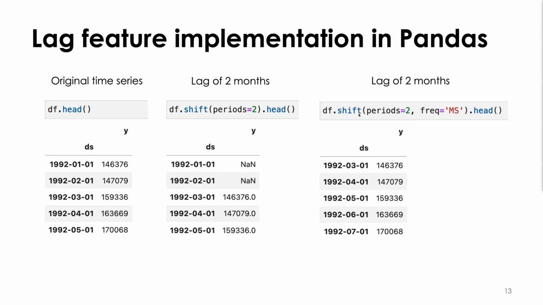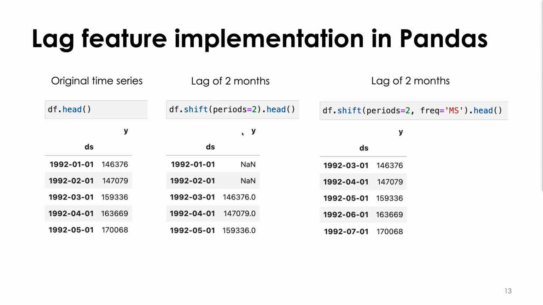And what this does is it actually shifts the time index. So the index has been shifted by 2 months. So rather than shifting the rows down by 2, the time index has been incremented by 2 months. And you still have the same relationship between the time index and the value as you did when you shifted just using periods.